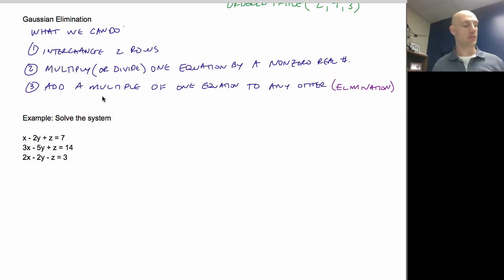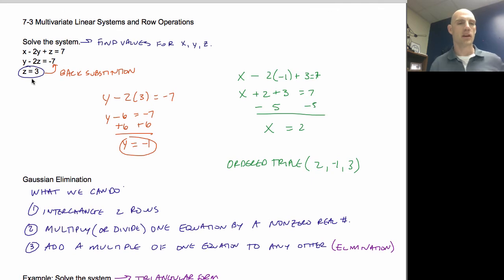Let's look at an example. To solve this system, we want to get it into what's called triangular form. And before you ask what that means, check it out up here. This is the triangular form here. Check it out.